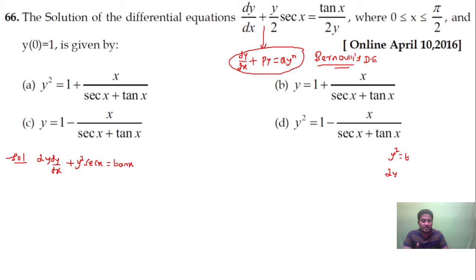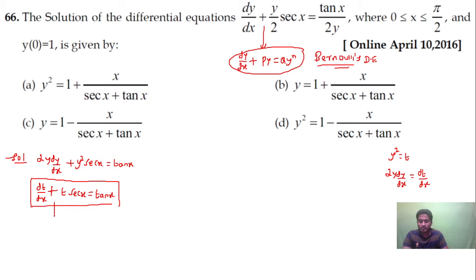If I differentiate, I get 2y dy/dx equal to dt/dx. So this 2y dy/dx will be equal to dt/dx, plus this is t, since I took y squared equal to t, times sec x, equal to tan x. Now this is of the form dt/dx + Pt = Q.